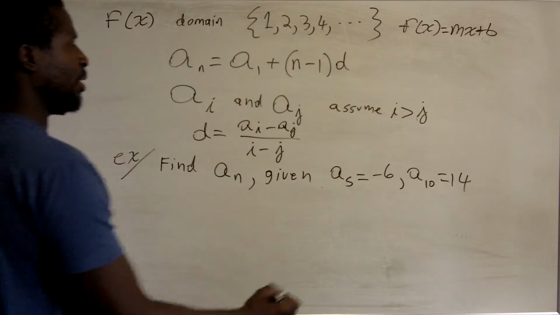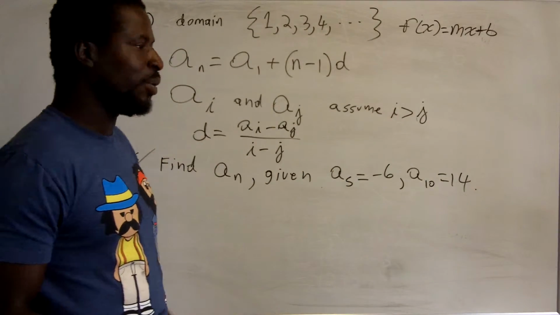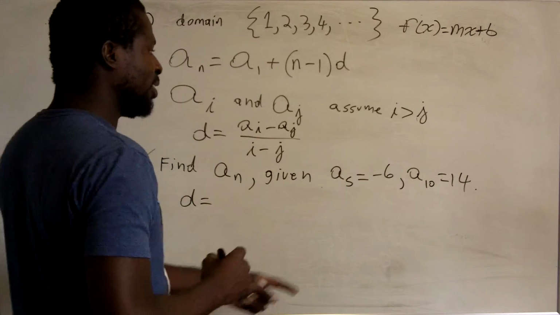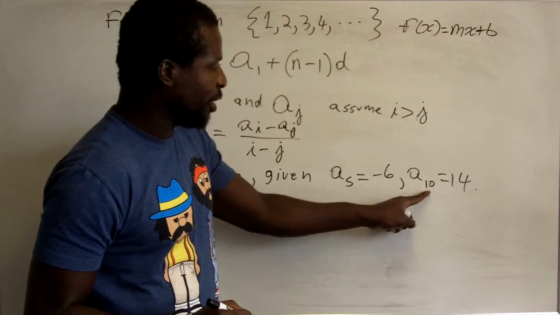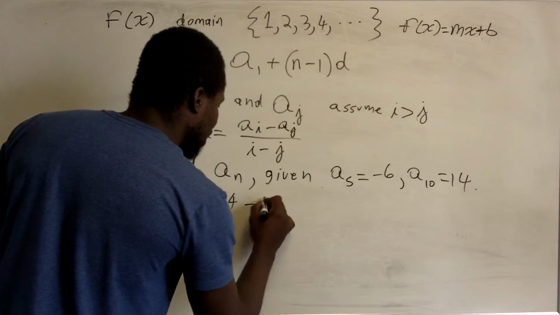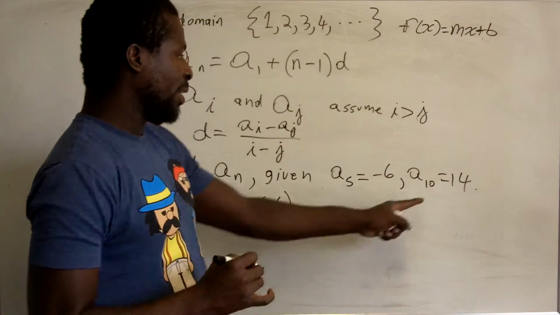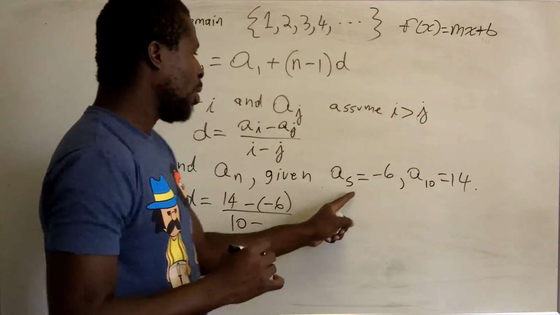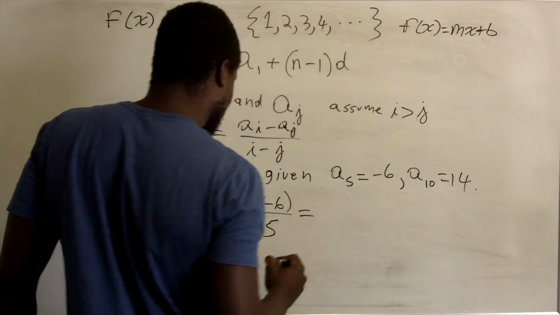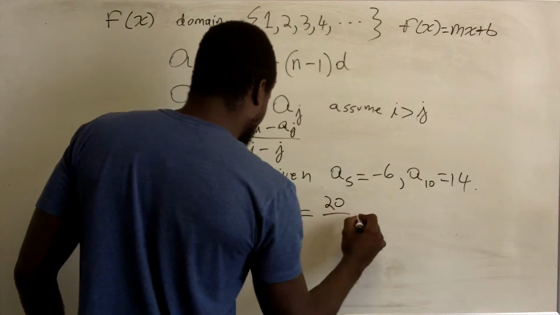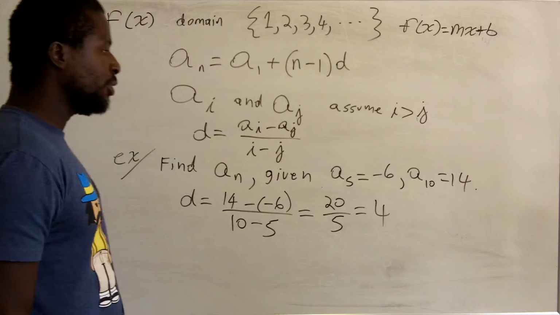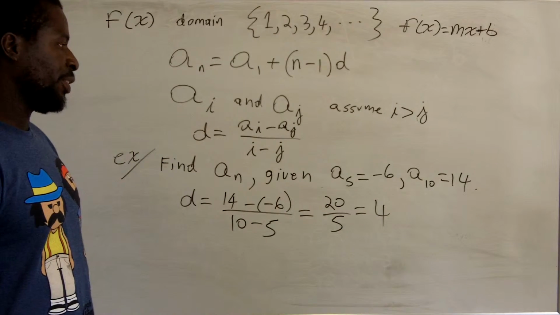So we have that information. Well, the first thing we should probably find, we need to know what d is equal to. So let's find d. Well, let's see. This says that d is just the slope. So I'm going to take the y value for the larger index, 14, and I'm going to subtract from it the y value of the smaller index, minus negative 6. And I'm going to divide that by the larger index, 10, minus the smaller one, 5. So that's literally y2 minus y1 over x2 minus x1. And we get 20 over 5, which is 4. So there I have the common difference.